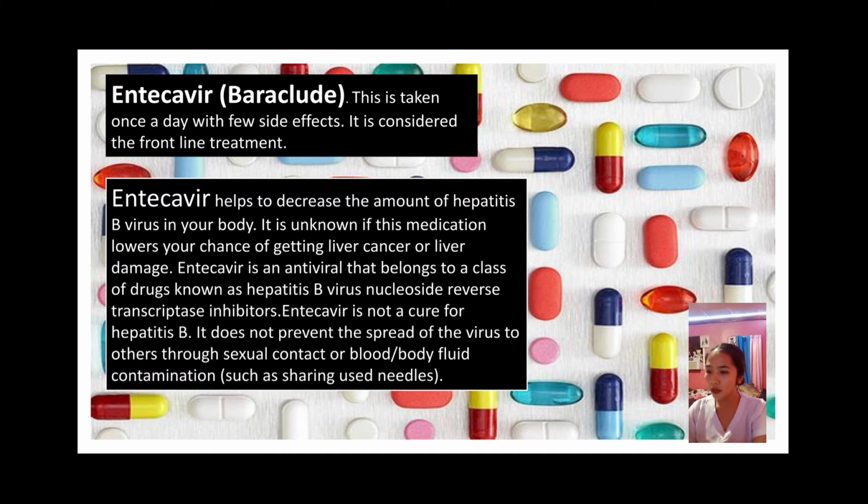Entecavir helps to decrease the amount of hepatitis B virus in our body. It is unknown if this medication lowers your chance of getting liver cancer or liver damage. So entecavir prevent nga dili ka magka-liver cancer or magka-liver damage. Entecavir is an antiviral that belongs to the class of drugs known as hepatitis B nucleoside reverse transcriptase inhibitors. Entecavir is not a cure for hepatitis, so dili gyapon siya maka-cure sa hepatitis B.